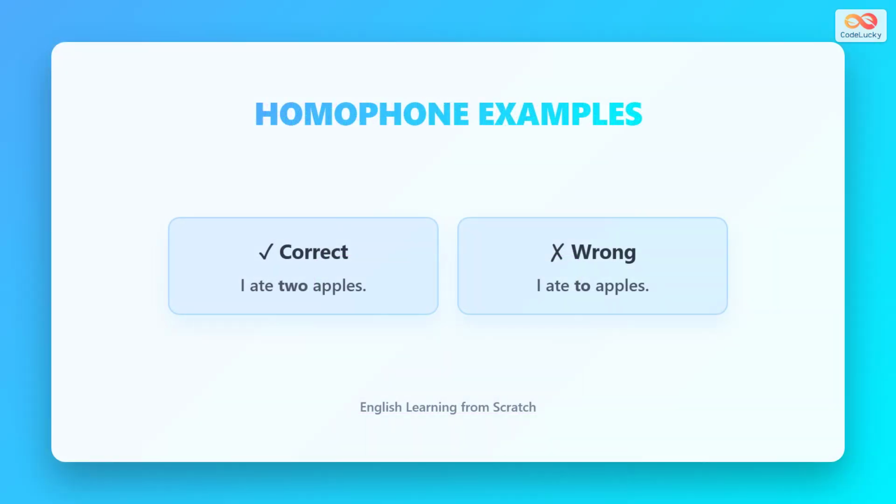Here is a simple example to show you the difference. The correct sentence is, I ate 2 apples. The word 2 means the number 2. Now look at the wrong sentence, I ate 2 apples. This is incorrect because 2 is a preposition, not a number. You cannot eat prepositions. This example shows why homophones are important to learn. Using the wrong homophone makes your sentence confusing or grammatically incorrect.